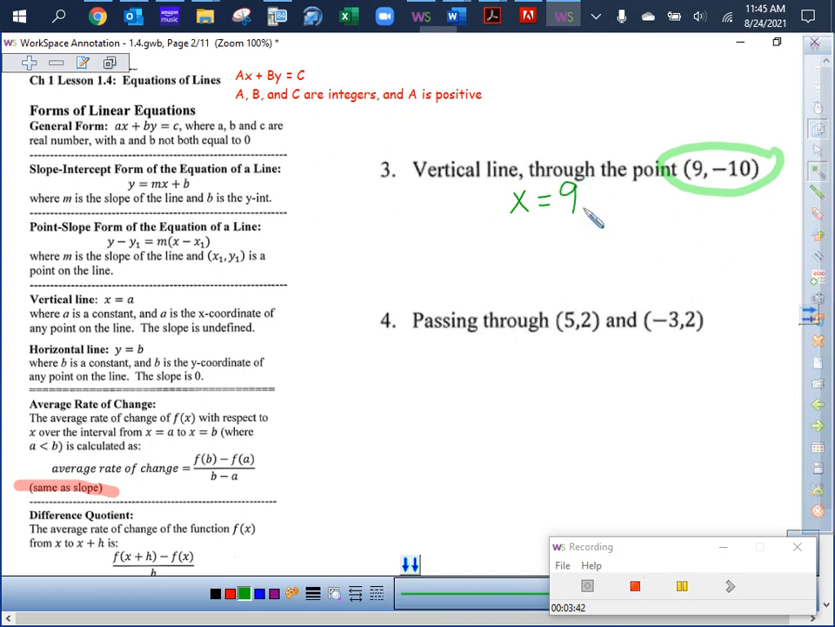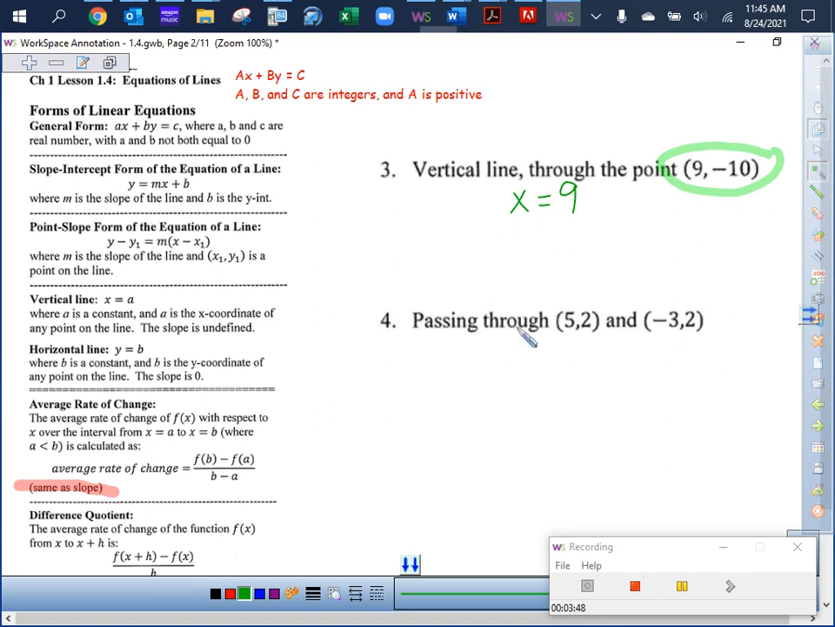What kind of slope does it have? 0 or undefined? Undefined slope. Right? That was from last class period. Vertical lines have an undefined slope. You okay with that? Done. You can't put it in slope-intercept form because there is no slope. It's an undefined slope. So vertical lines will always be x equals this.